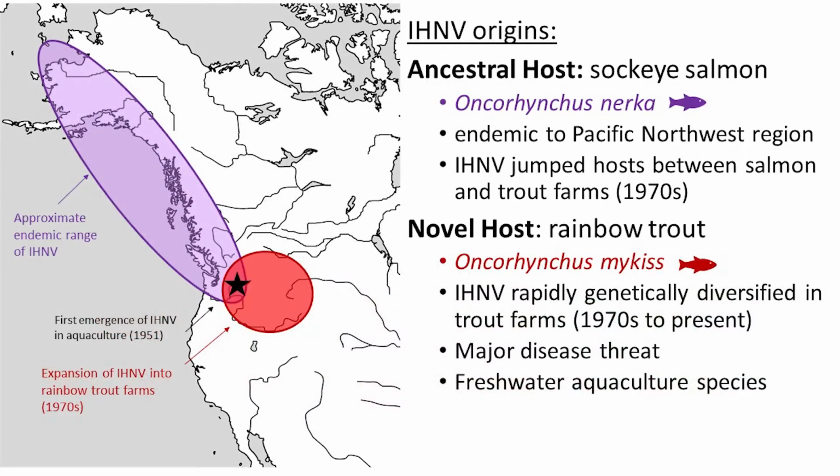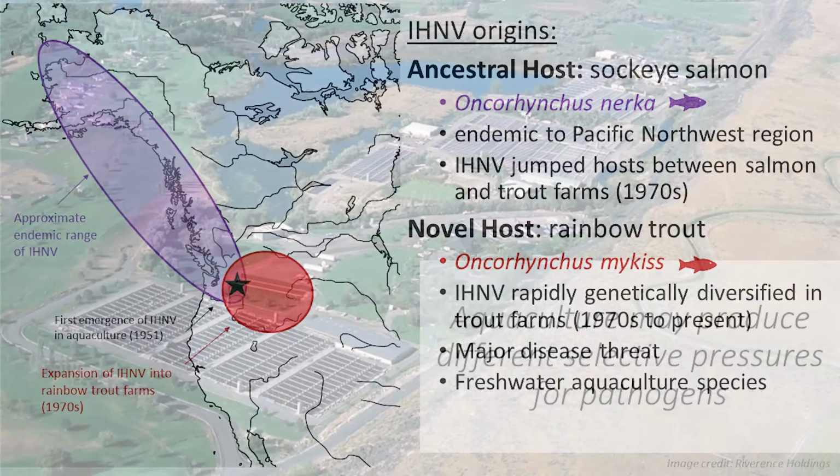I mentioned that it has global spread now. It didn't always have global spread. It is endemic to the same approximate region that sockeye salmon are in, the Pacific Northwest. We understand IHNV to have co-evolved with sockeye salmon, but as commercial industrial aquaculture expanded in the region, IHNV made a host jump from sockeye salmon into rainbow trout, and from there it spread wherever trout farming has gone, which today is across most of the northern hemisphere. So this is a globally spread disease with global consequences.